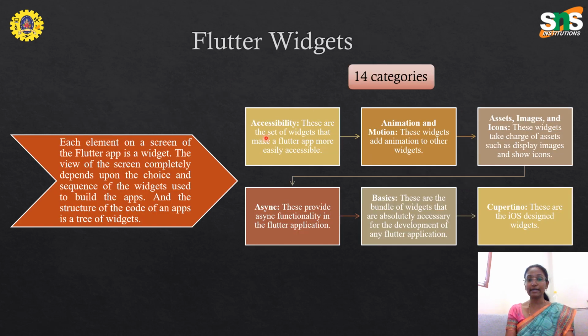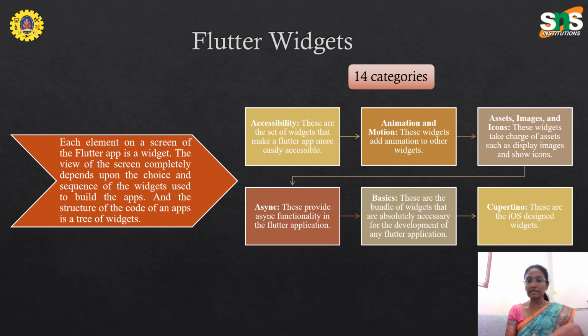These are the Flutter widgets. What categories do Flutter widgets have? A Flutter app screen depends completely on the choice and sequence of widgets, and the app's code is a tree of widgets. We can segregate widgets into 14 categories.